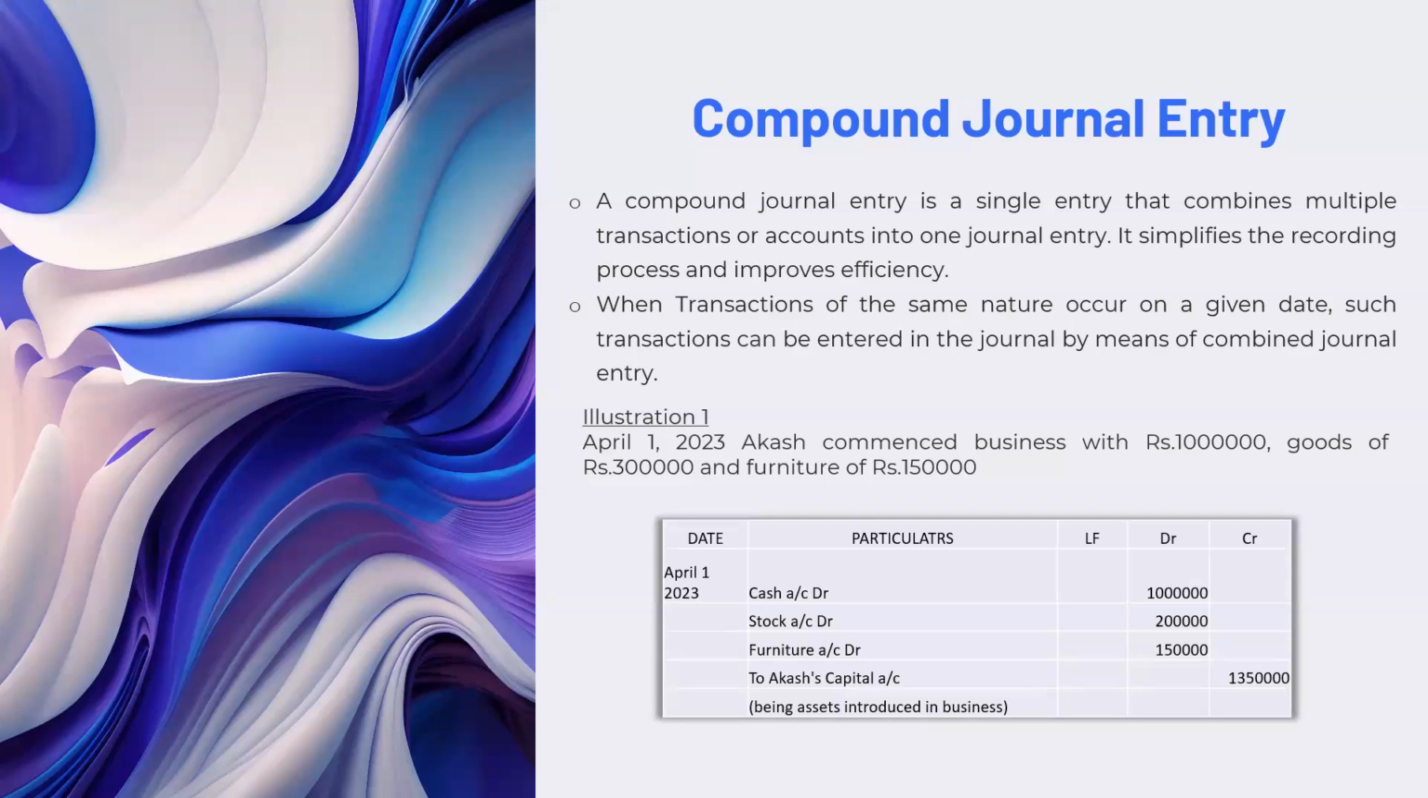So here, this is how the compound journal entry will be made. First comes the date column, and then the particulars column, ledger folio, debit and credit. Do you know what a ledger folio column is? When this transaction is being posted in the ledger, you have to mention that particular ledger number here in the journal. That's why we are leaving a column for ledger folio.